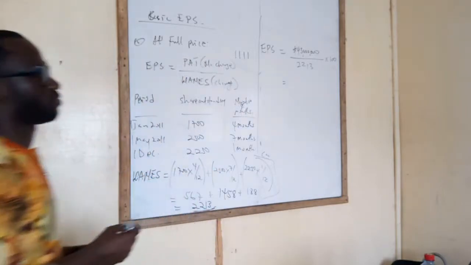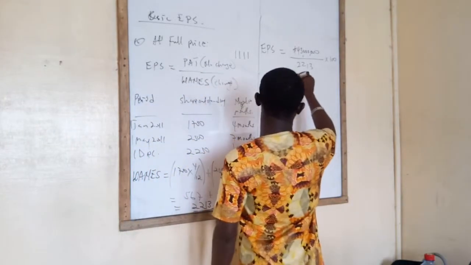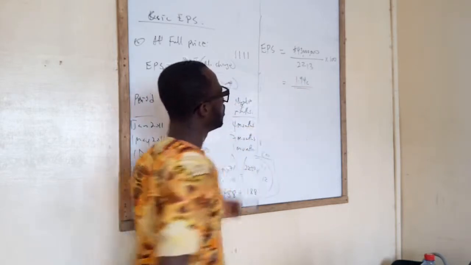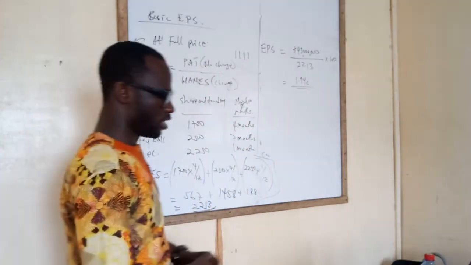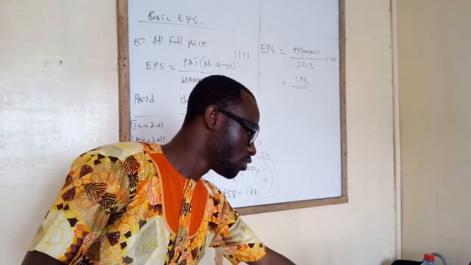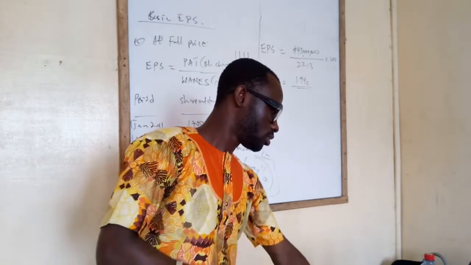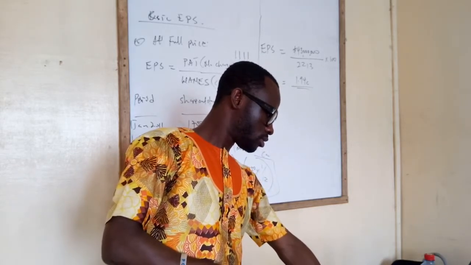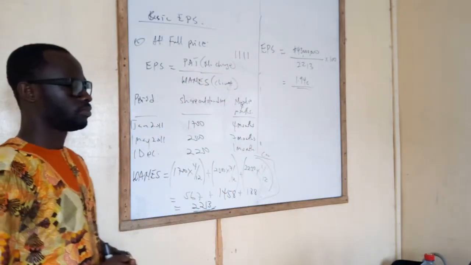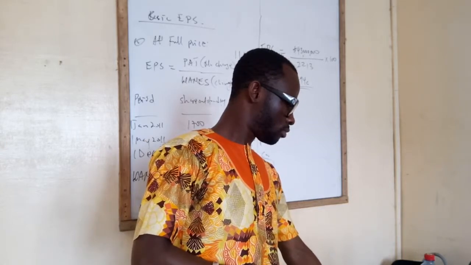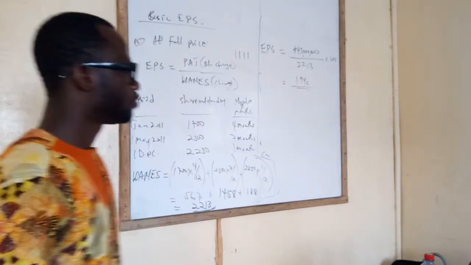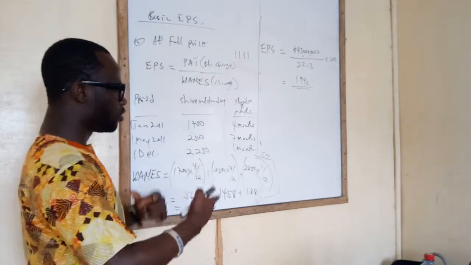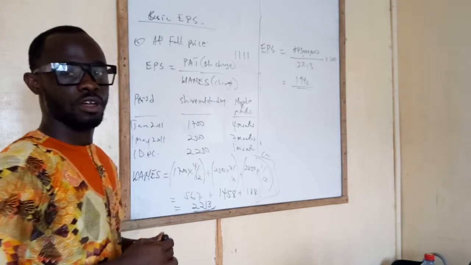So when we divide, what do we get? 1.94. I've multiplied by 100. 1.94 cents. So that's the idea about that. That's how we calculate the earnings per share when there is an issue at full price. Under every scenario, the calculation is going to be subject to change. But that is what we do under full price.